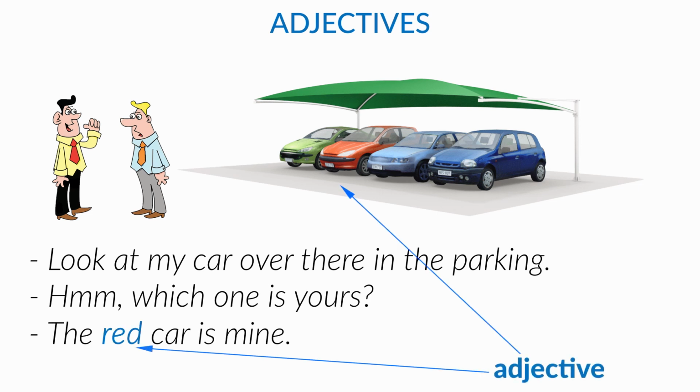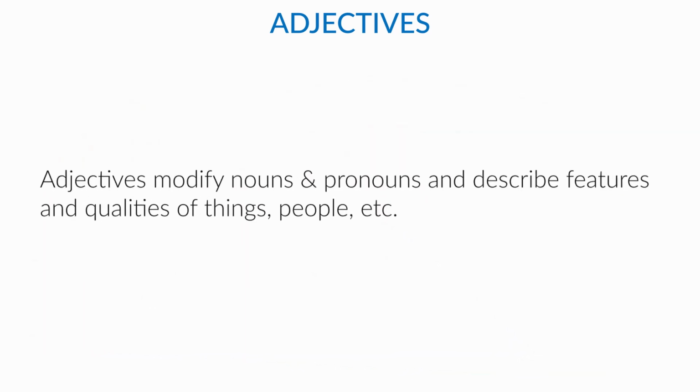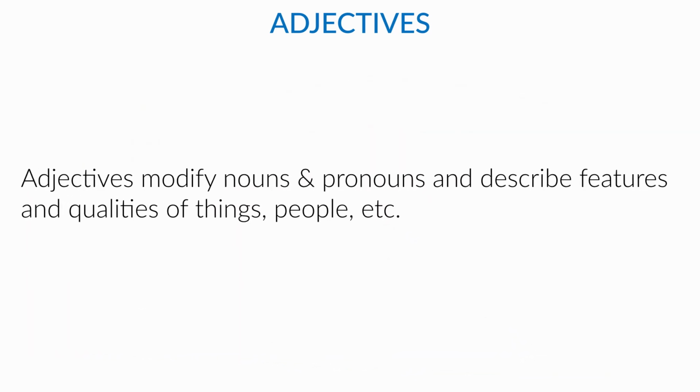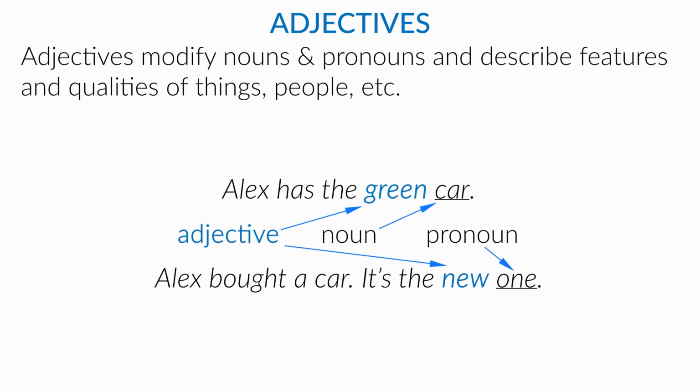The word red helps to identify the car among others by indicating its colour and is called an adjective in English grammar. Adjectives give us information about the noun. They modify nouns and pronouns and describe features and qualities of things, people, etc. For example, Alex has the green car. The adjective green modifies the noun car.